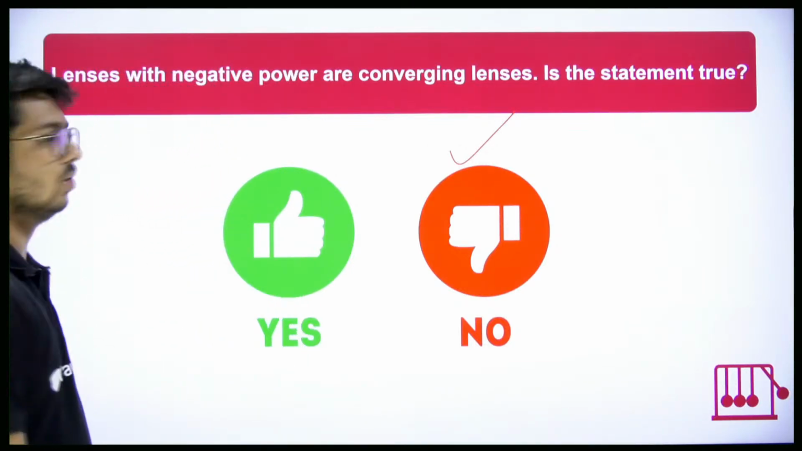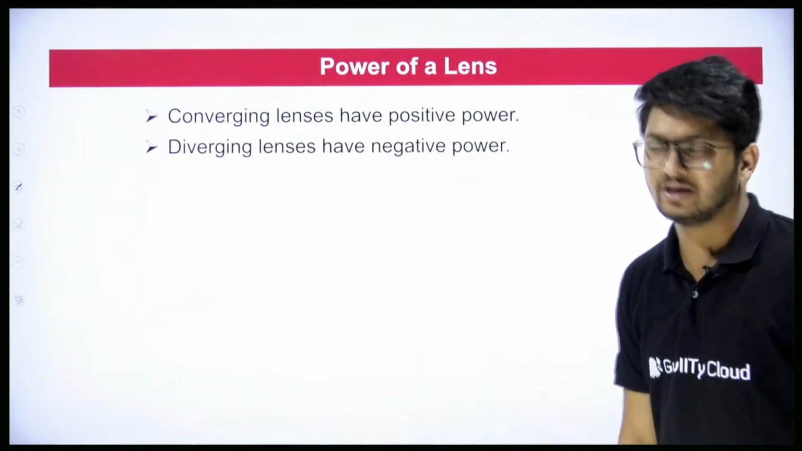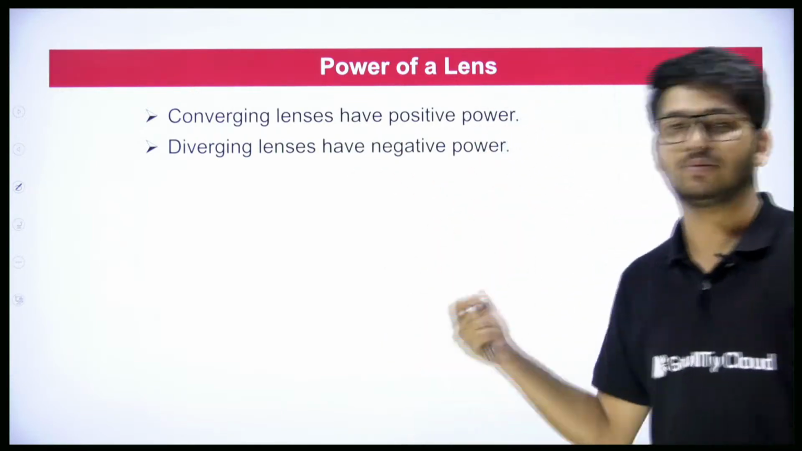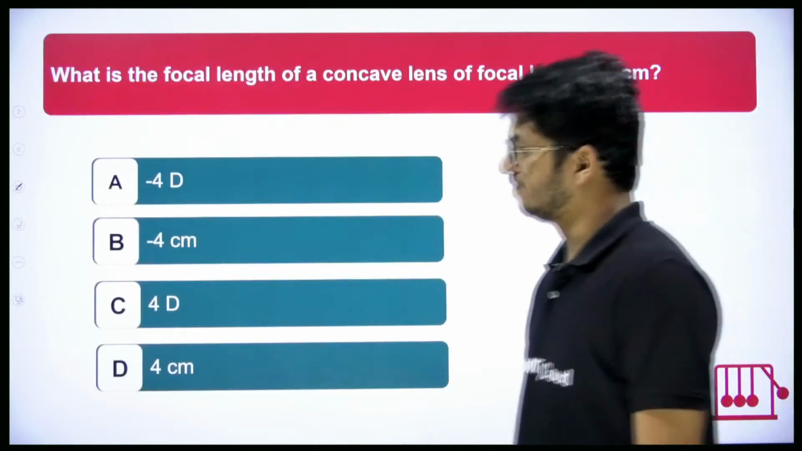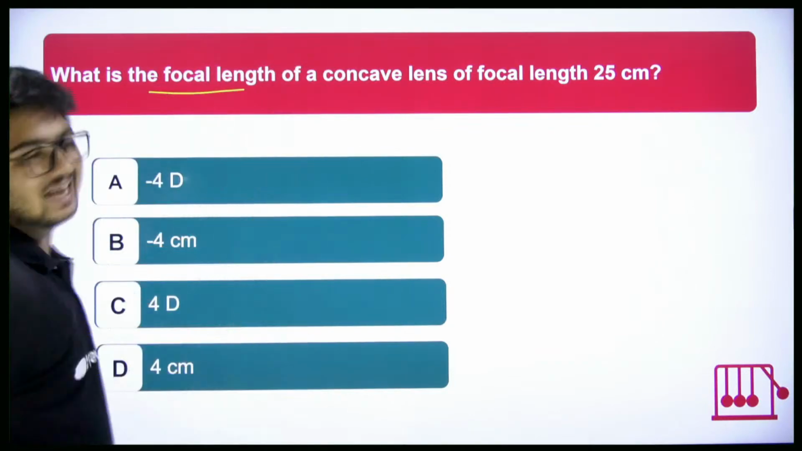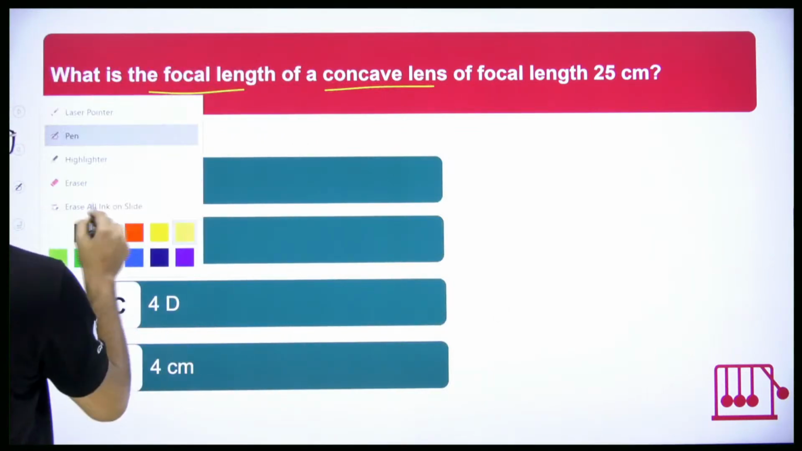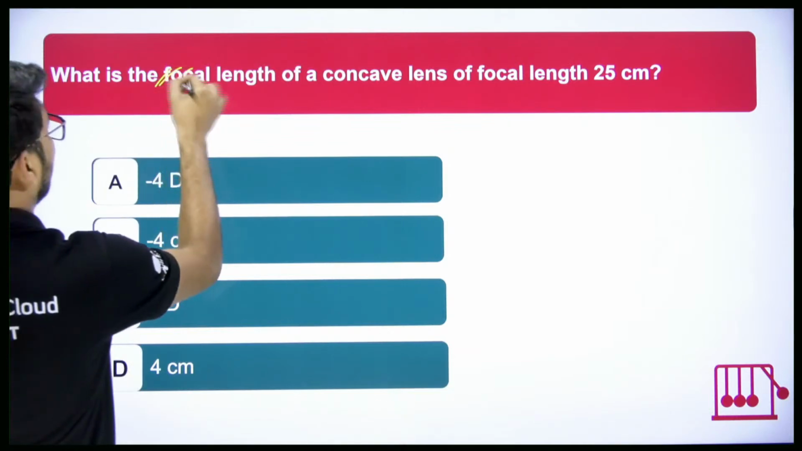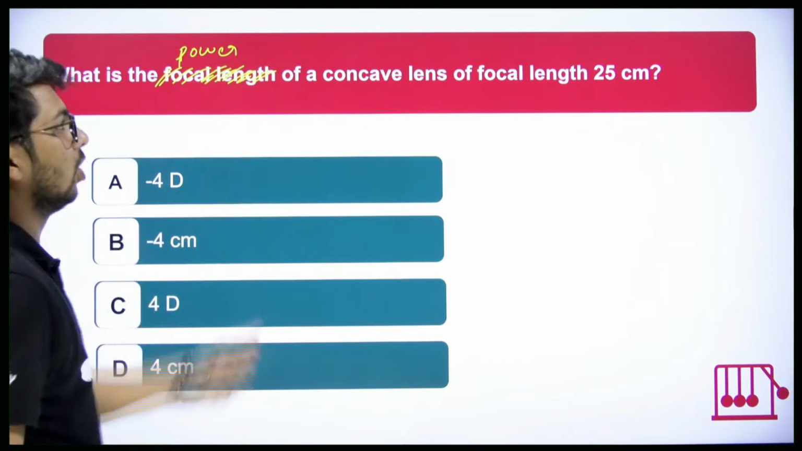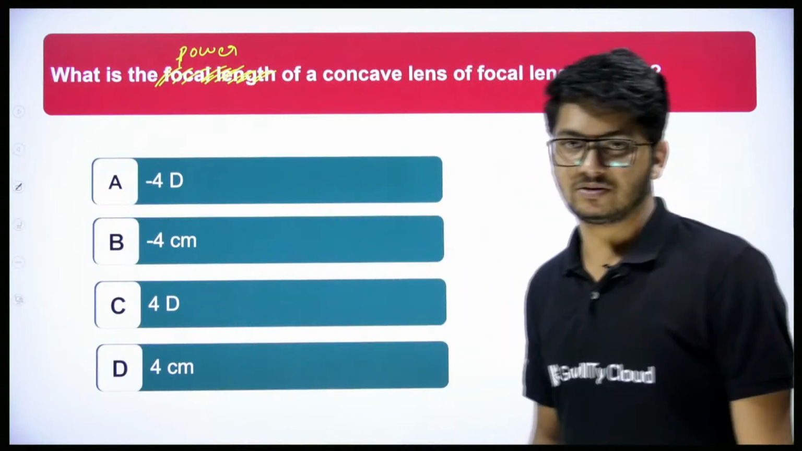Okay? Good. Next. The point that we have discussed is given here. Converging lenses have positive power, diverging lenses have negative power. Good. So another simple question for us. What is the focal length of a concave lens? Again, a slight mistake here. What is the power? My mistake. What is the power of a concave lens of focal length 25 centimeter? And we have a few options.